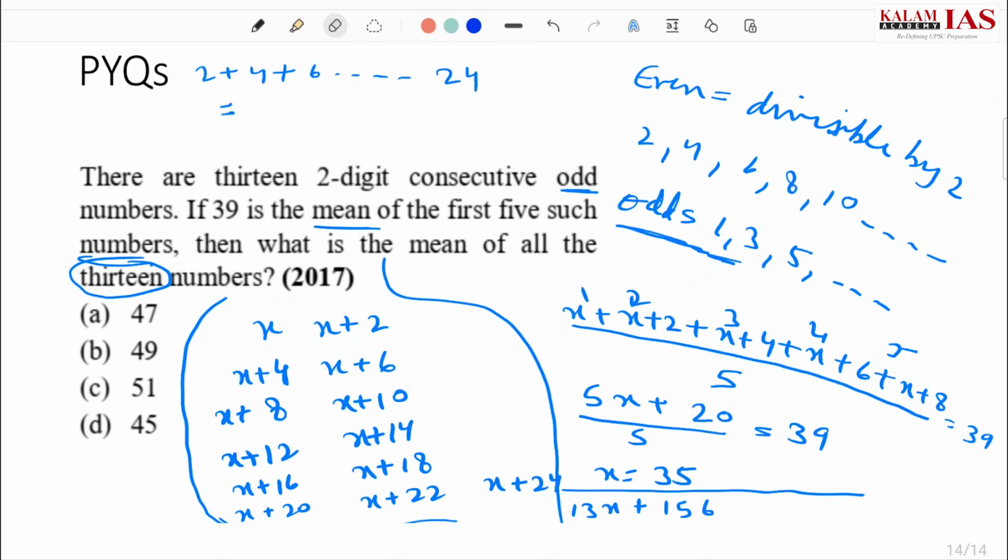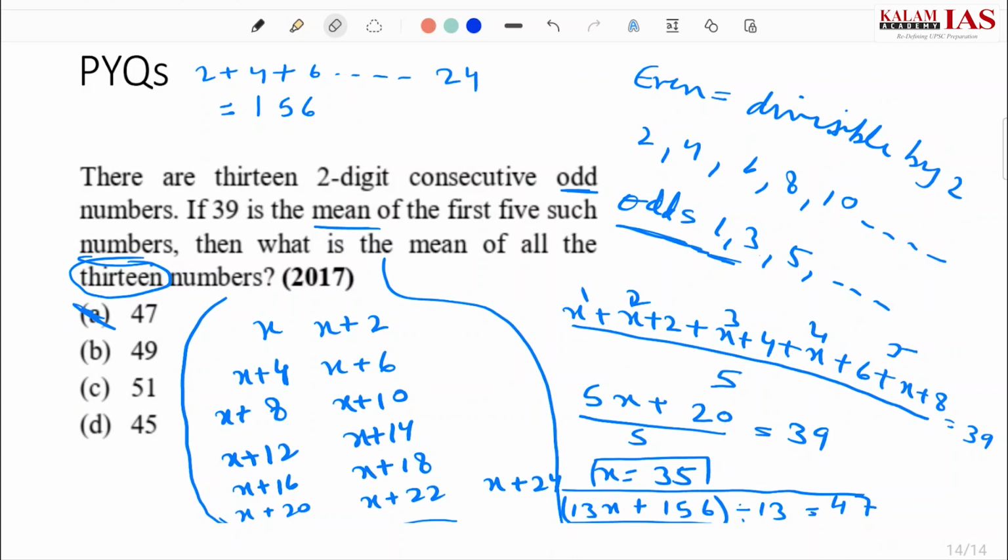which comes out, you can just manually add them, no need to remember a separate formula, to be 156. Now for the mean, we divide this by 13 since we have 13 numbers, and putting the value of x as 35, let's substitute these values to get our answer. We get 47, which is option A.